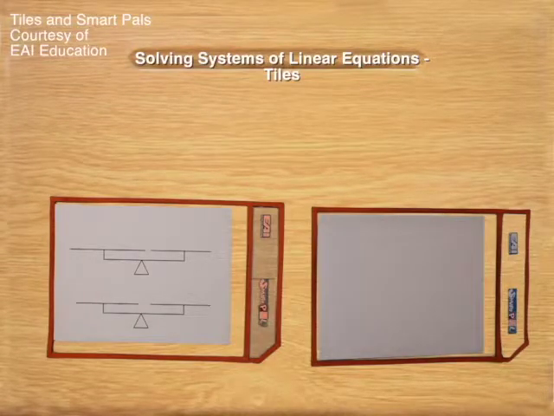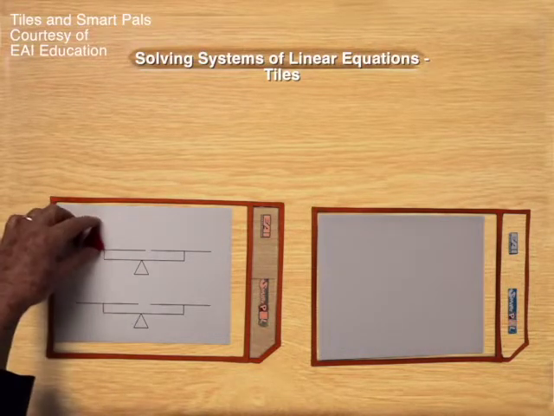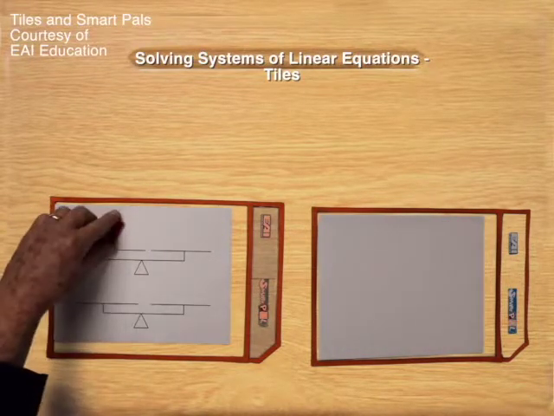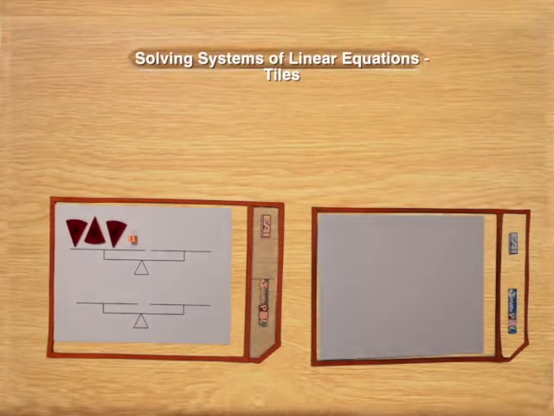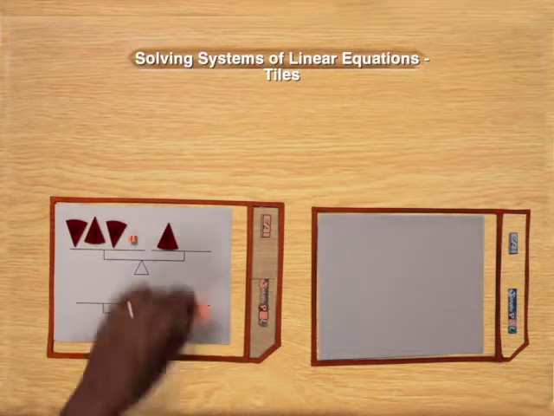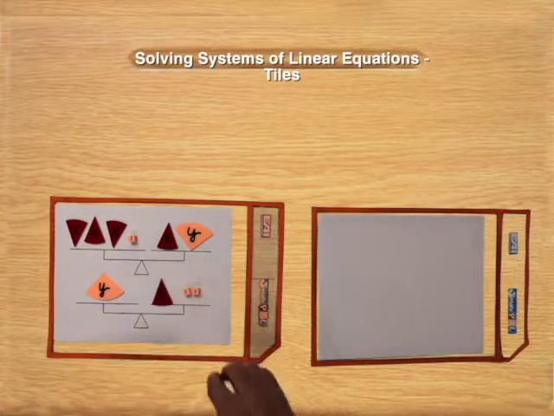We're going to start with two balances. One balance is going to have 3x and 1 balancing x and y. The other balance is going to have y balancing x and 4 ones.